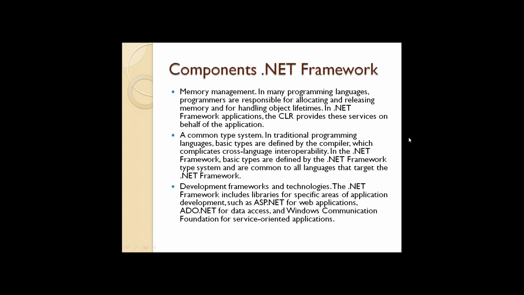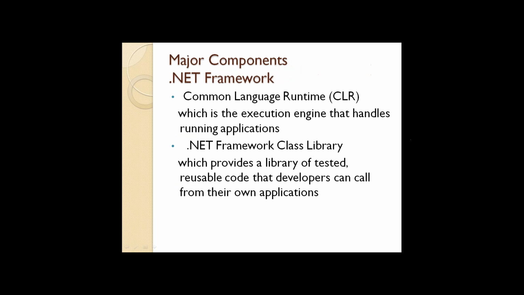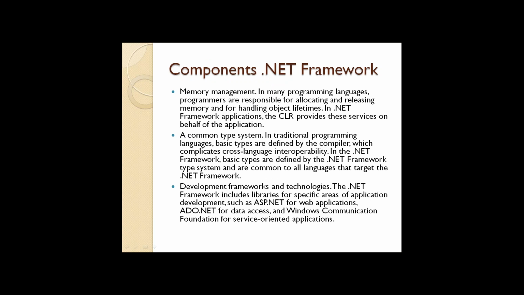For example, if I am developing a program in C# and you are developing a program in VB.NET, we can merge them together. But how will the compiler and the .NET Framework understand the different syntax, VB.NET and C#? The common type system, CTS, is responsible for this type of operation. This is also very important. Memory management is important, the common type system is important, the CLR is important, and one more is the .NET Framework class library.